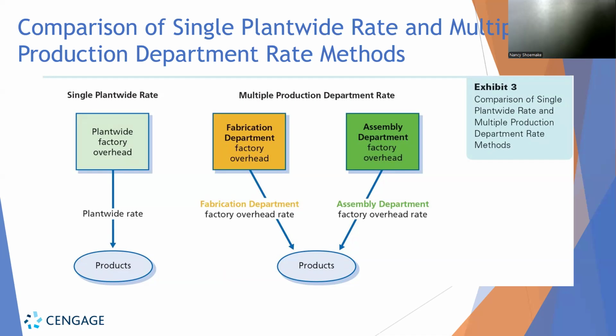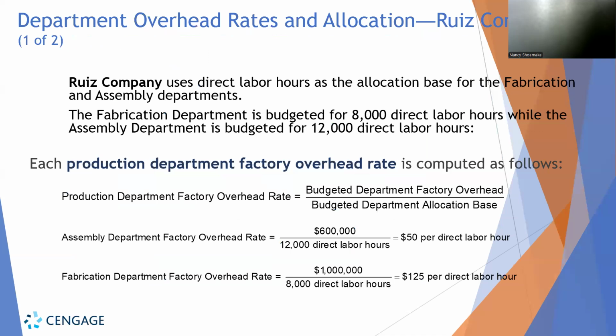Because maybe in the fabrication department, fabricating the snowmobile is more time consuming than it would be for the lawnmower. Does that make sense? So in this scenario, when we assign it based on various departments, we're going to come up with probably a little more accurate or respectable predetermined overhead rate.